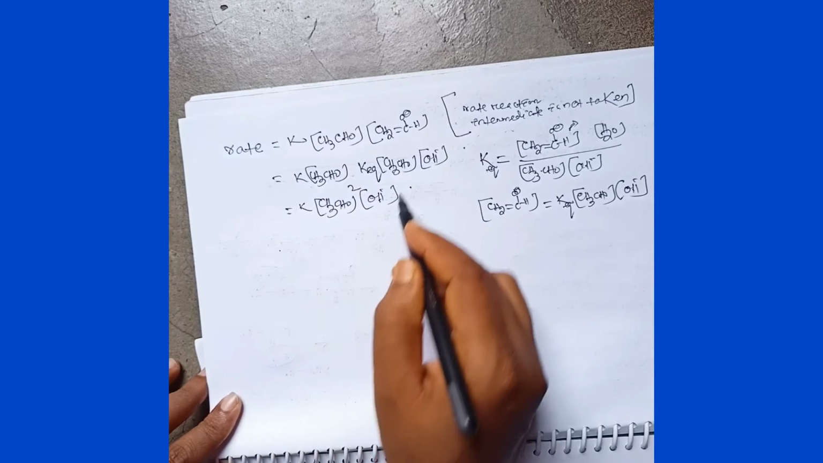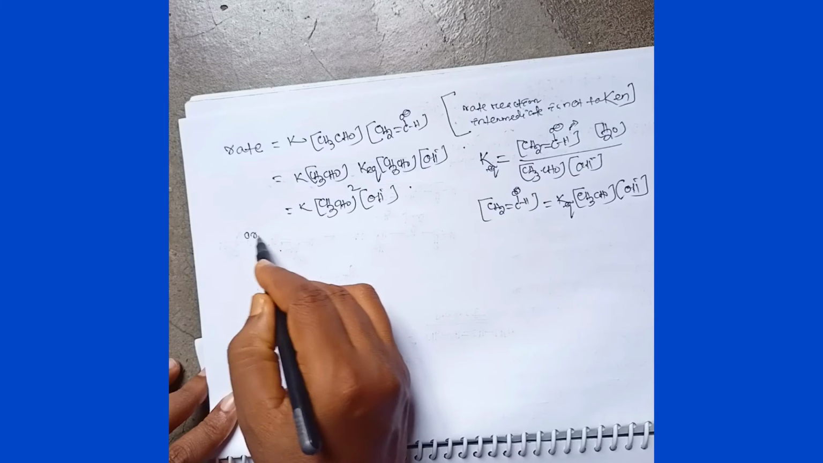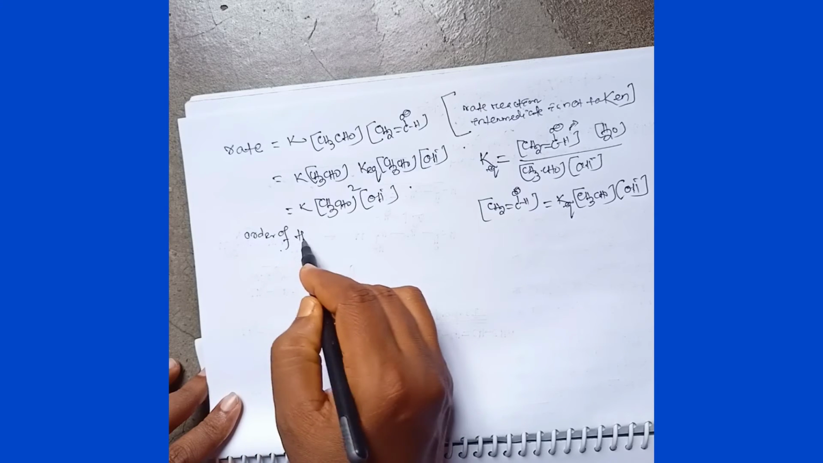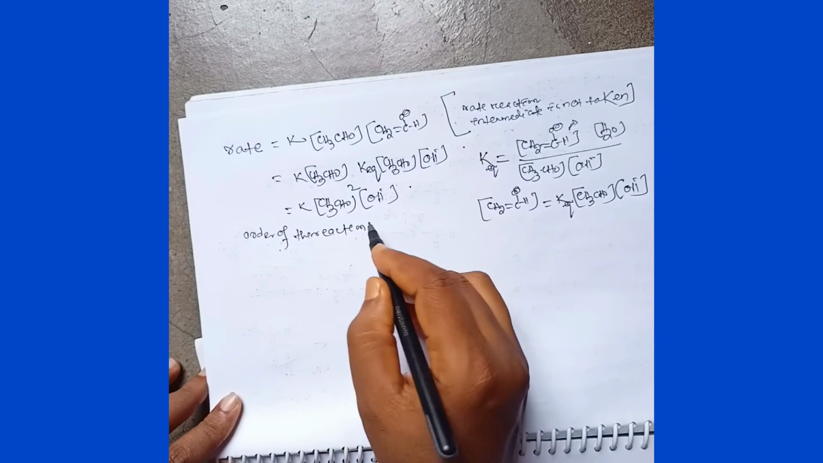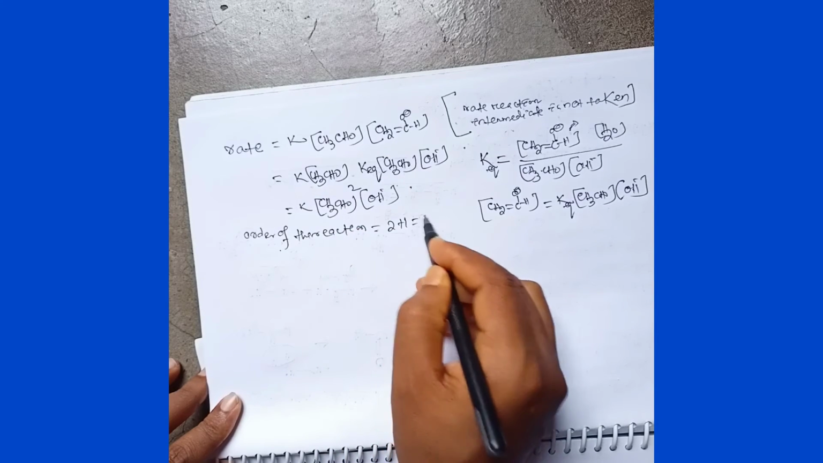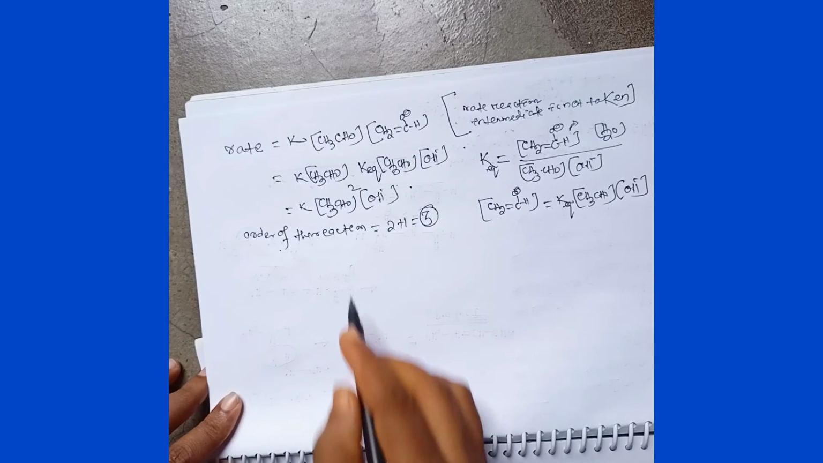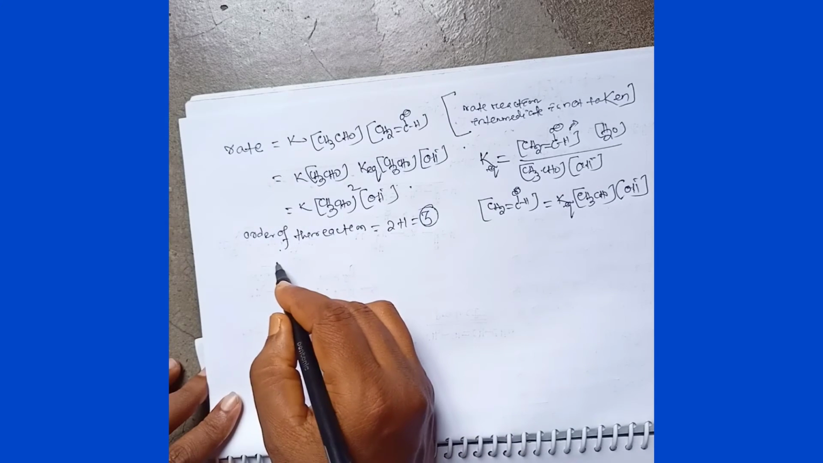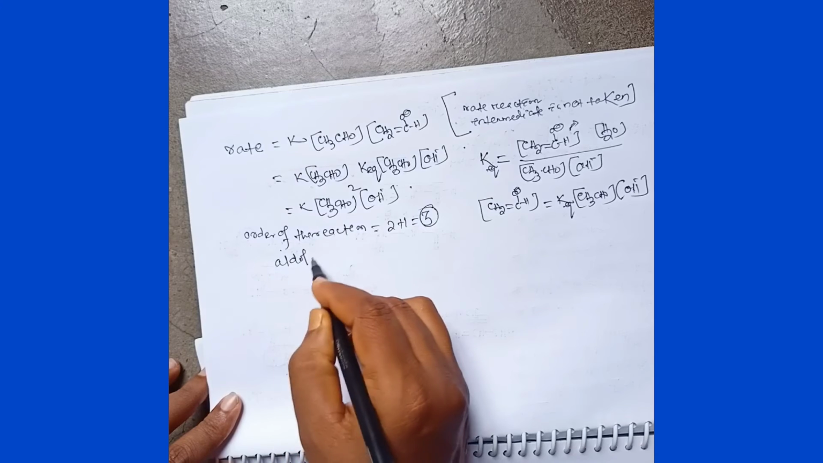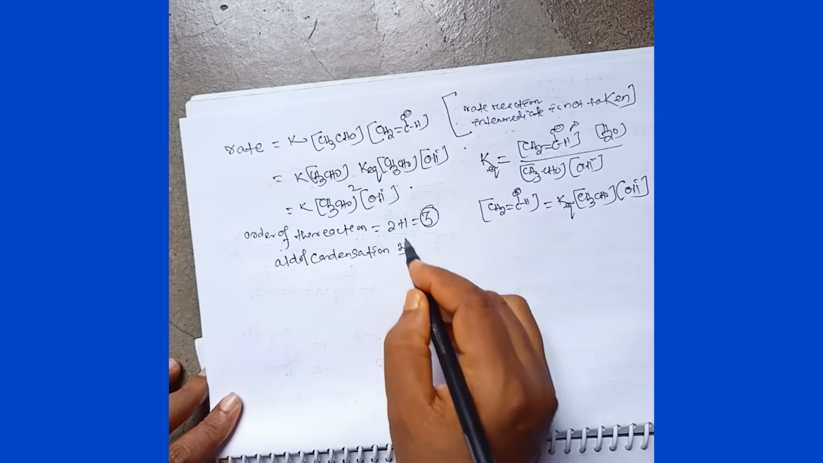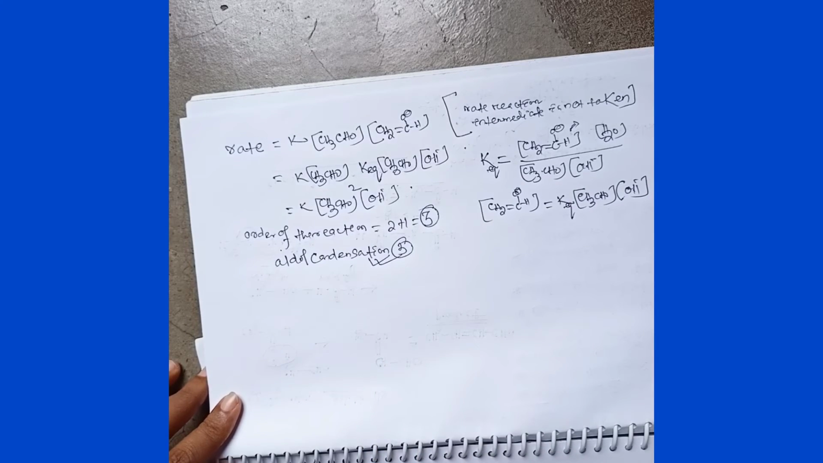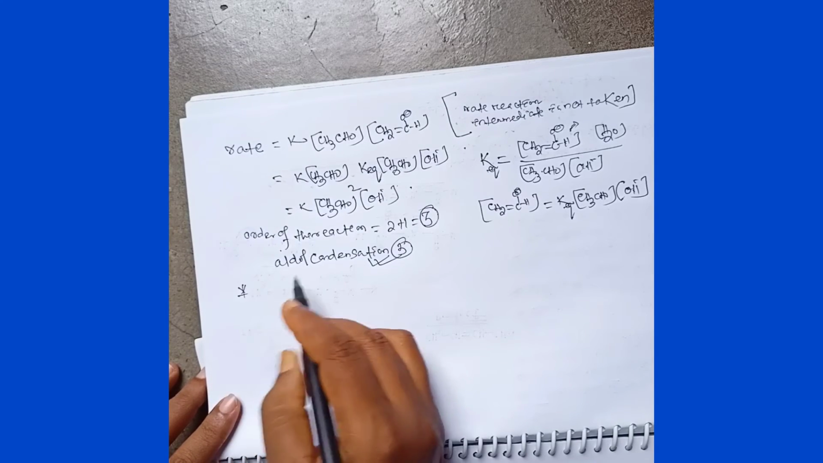Now, what is the order of this reaction? The order of the reaction will be 2 plus 1, so 2 plus 1 equals 3. So the final conclusion is that in aldol condensation, the order of the reaction is 3. This is one more thing I want to discuss. Now I will discuss some peculiar example.